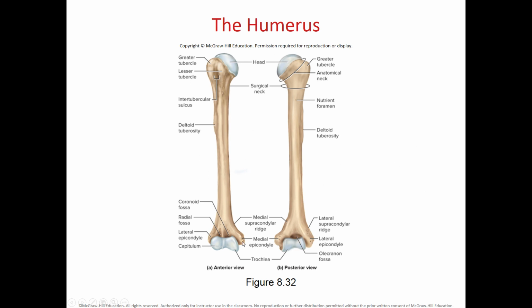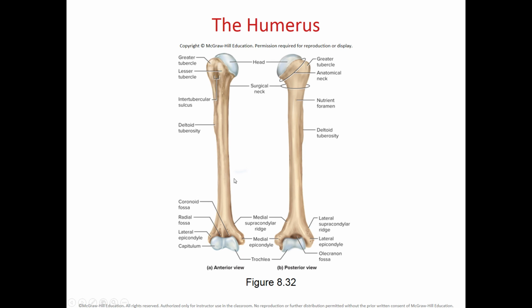So this is the anterior view on the left, posterior view on the right. So in the posterior view, what you can see is the head, which is not very prominent, it's a rounded projection. And then just below the head, you have an anatomical neck, which is this. And then you have a surgical neck, which is this, a little bit lower than the anatomical neck. And then you can see a couple of rounded projections between the head and the surgical neck, which will be the greater tubercle and the lesser tubercle. And in between these two tubercles, you have a groove that is called the intertubercular sulcus.